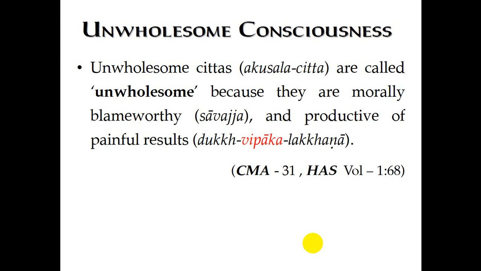Another one is productive of painful results. When you're doing something, it's painful. Suppose you are shouting at your children. I think it's painful to your children and to yourself as well. It is a result, productive of painful results. So all these are called unwholesome citta. Actually, this is a traditional explanation. When we use the three types of unwholesome roots, it is much better, because based on these unwholesome roots we can define what is unwholesome.